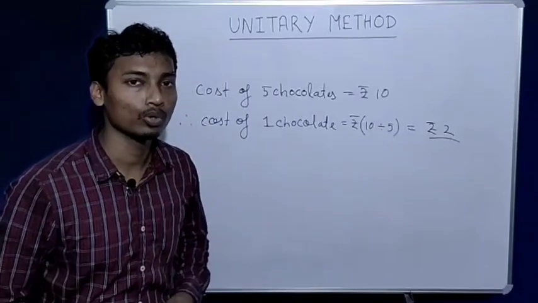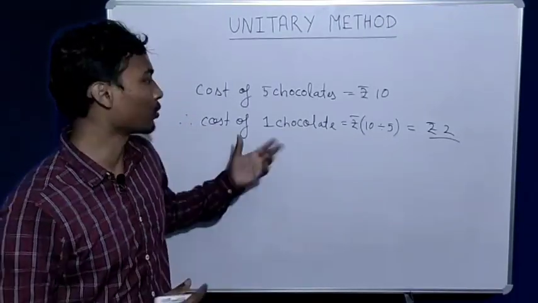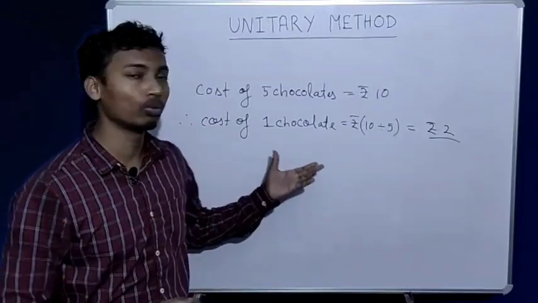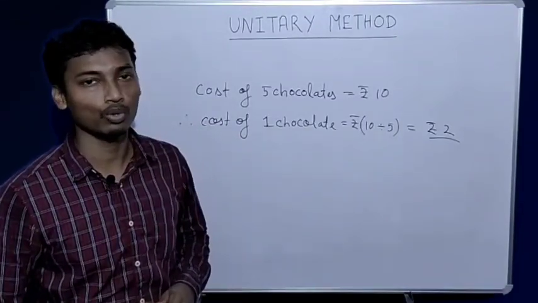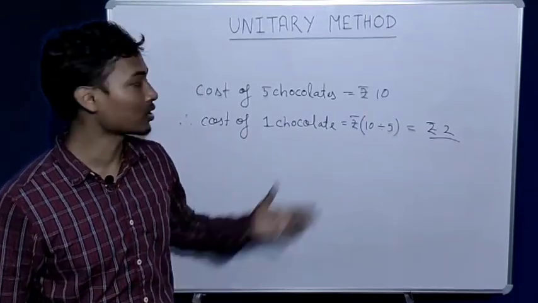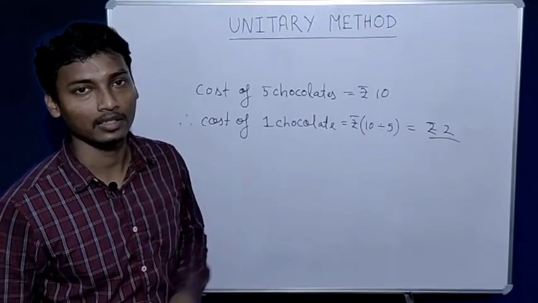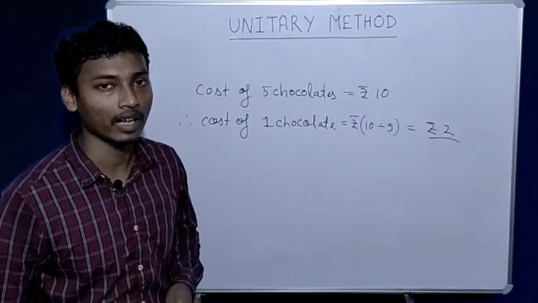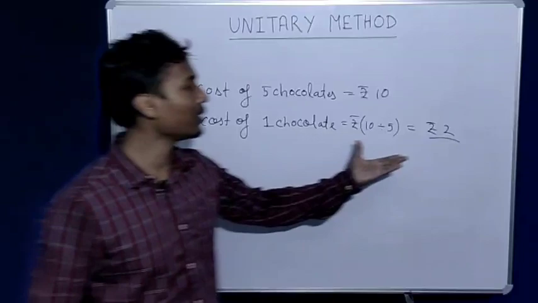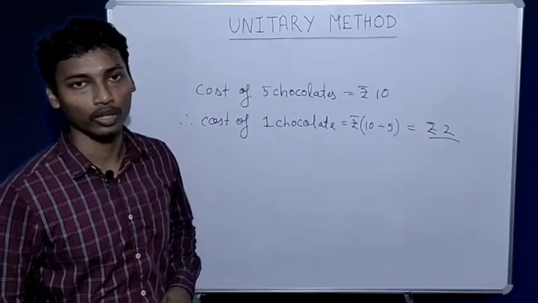Now what is the use of finding the value of one unit of any quantity? It will help you to find the value of any number of units of that quantity. Let's say if I ask you, what will be the price of 2 chocolates? It will be 4. If I ask you what is the cost of 4 chocolates, you will say 8. Now how are we able to find that? We will simply multiply the value of one unit with the required number of units.